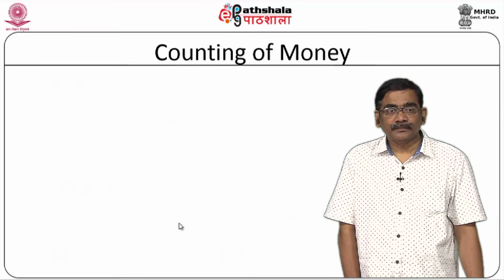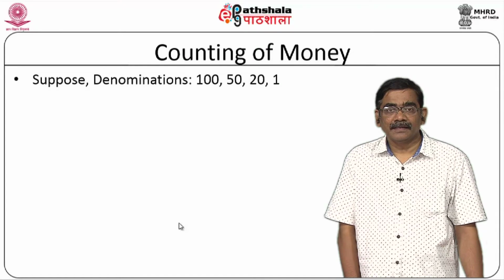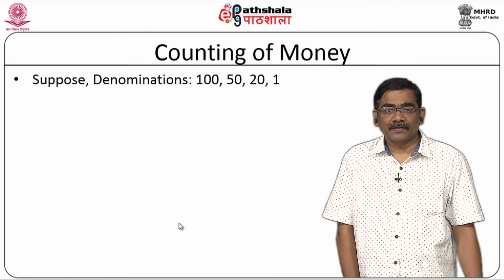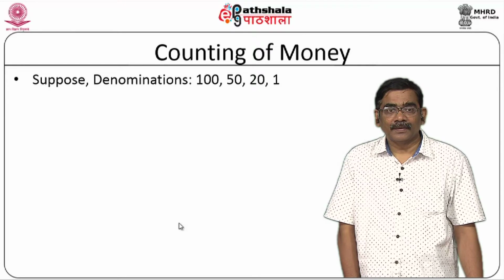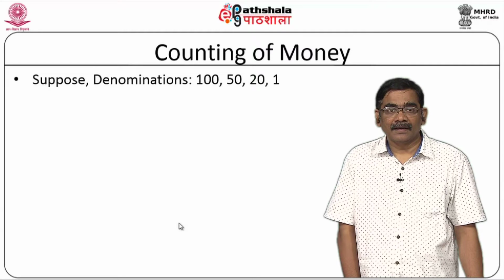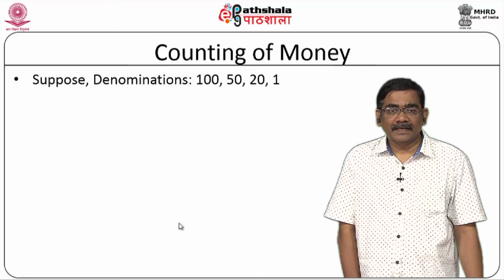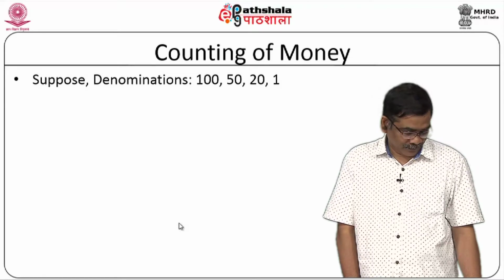So, assume that we have denominations. Let us avoid the units like rupees, coins and all. Let us assume some sort of a scenario where the denominations are 100, 50, 20, 1. We can add any units. So, assume that these are all coins for simplicity sake.